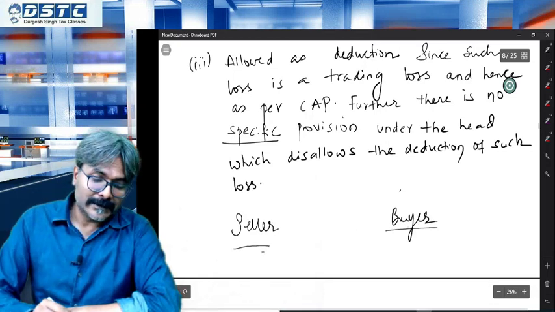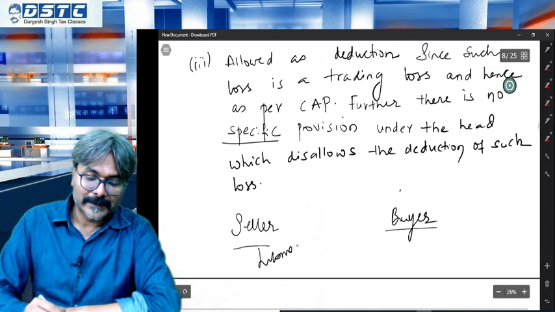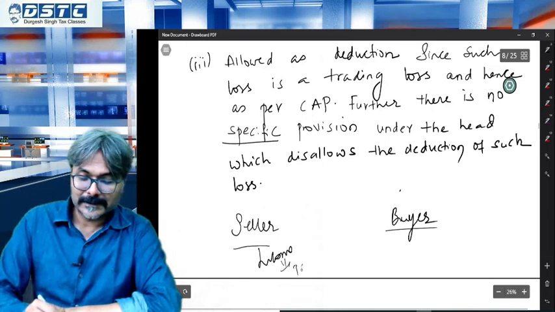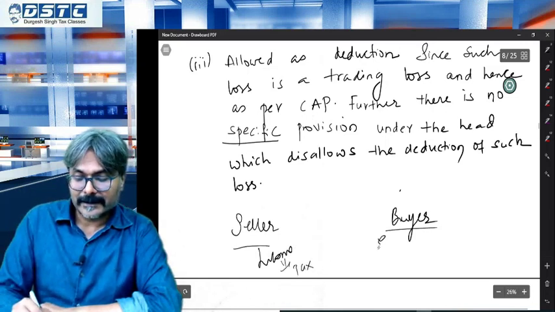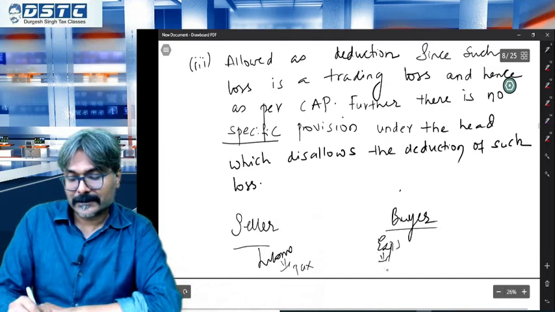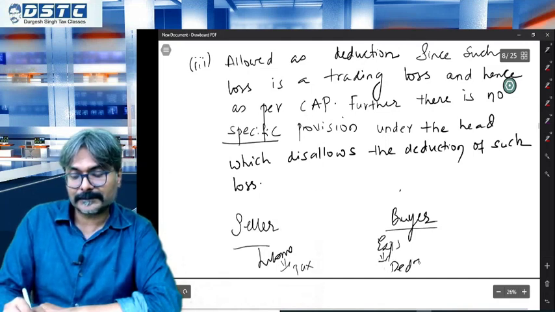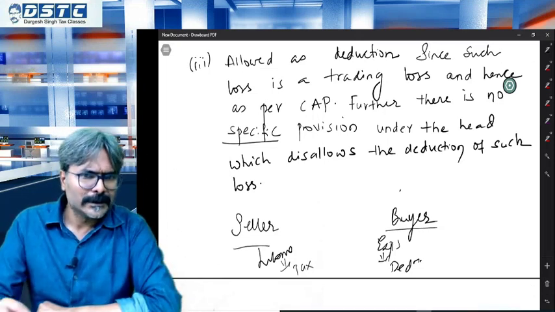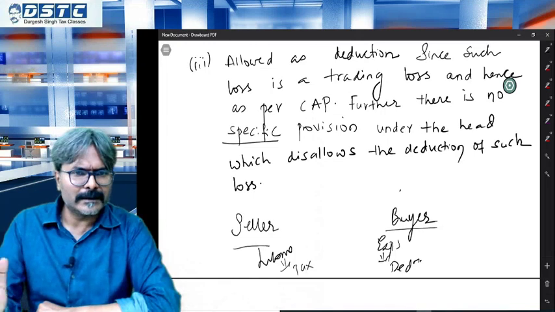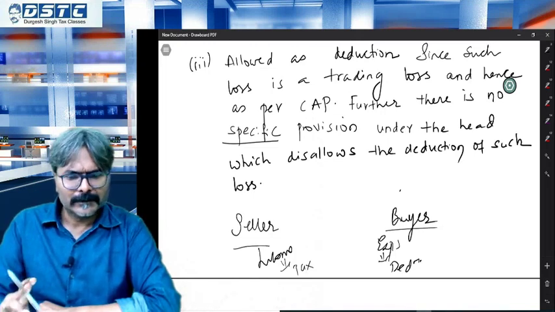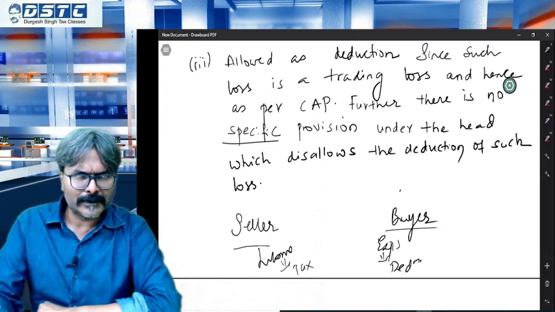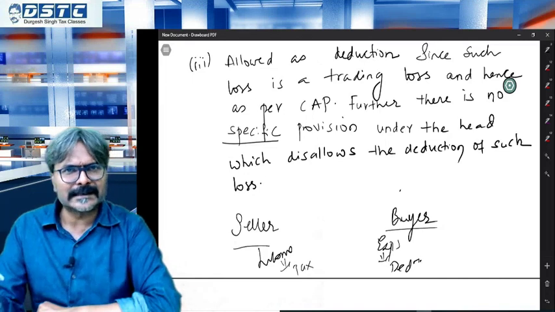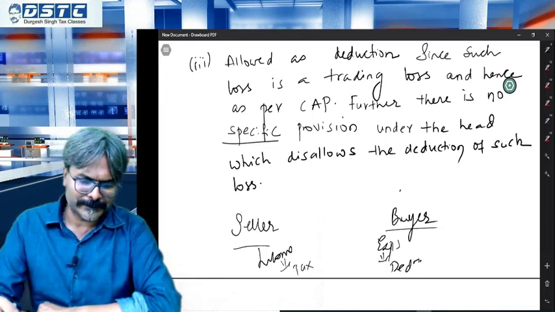So for the seller, it's an income and it is taxable. For the buyer, it is an expense. So this buyer will claim a deduction. The seller would have paid the tax on the income. The buyer of this particular contract would have claimed that as an expense and would have claimed a deduction.